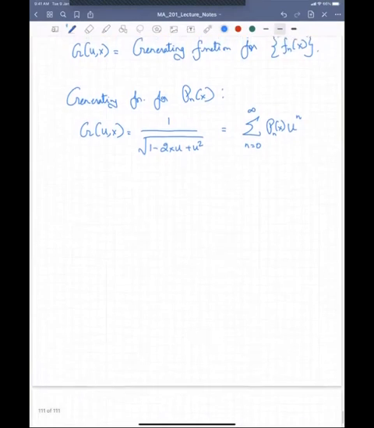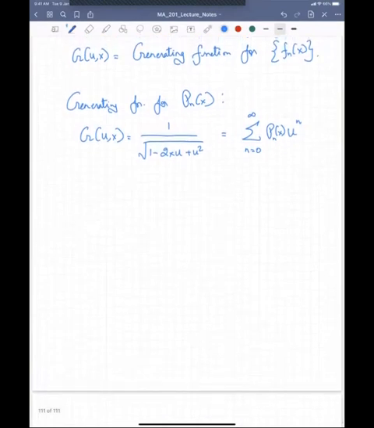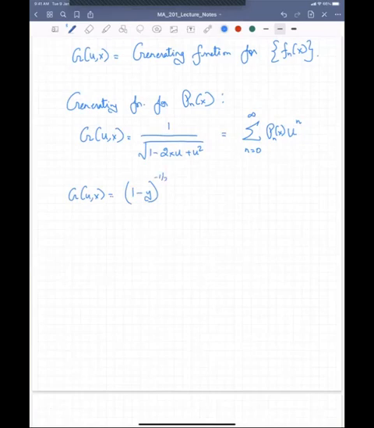So we'll do it two ways. I'll first evaluate the first 1 or 2 terms and show that you actually do get Pn of x. So look at this G of u comma x. Okay, so this can be written as 1 minus y to the minus 1/2, where y is 2xu minus u squared.